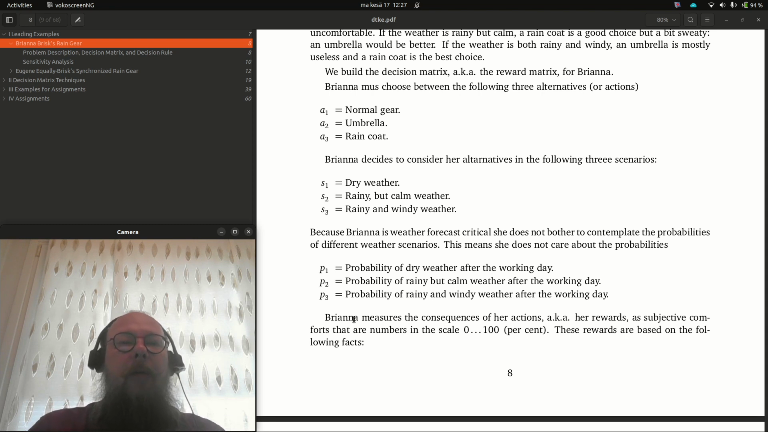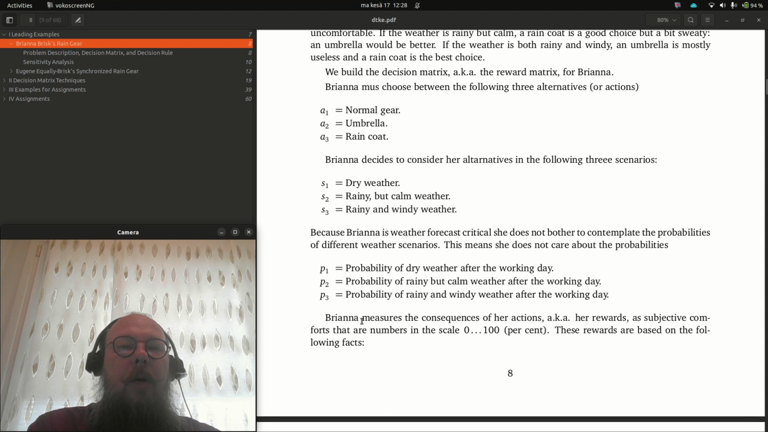So now we have to build a decision matrix or reward matrix, and this reward matrix is the consequences of saying what is the reward we get, for example, choosing an umbrella A2 given that it happens that we have a rainy and windy weather S3. And all these pairs are there. So it's a matrix where the rows are these actions or alternatives and the columns are these scenarios.